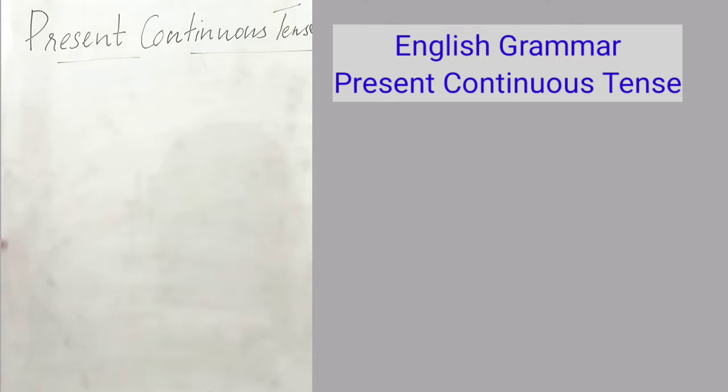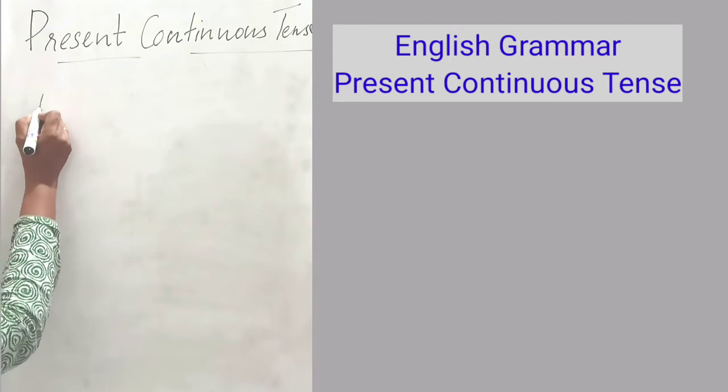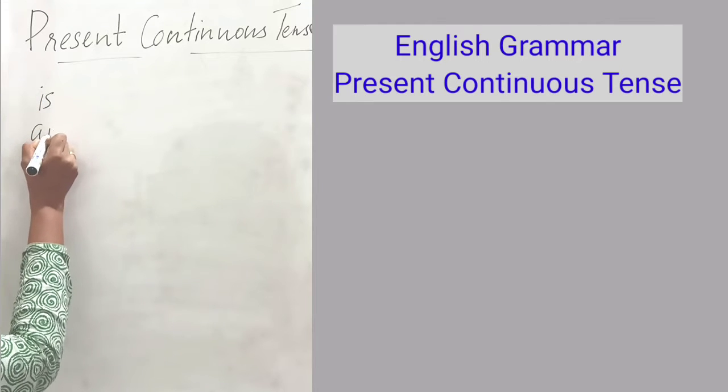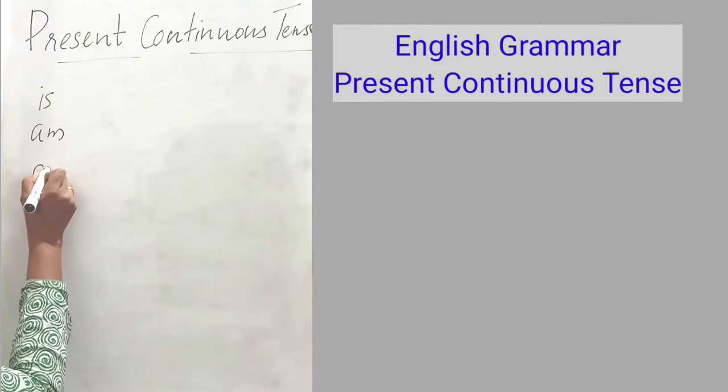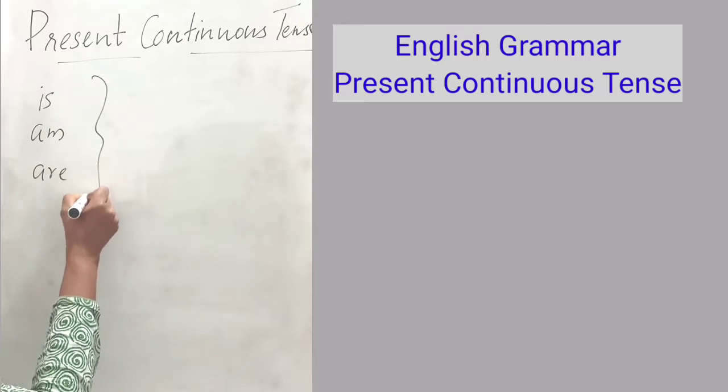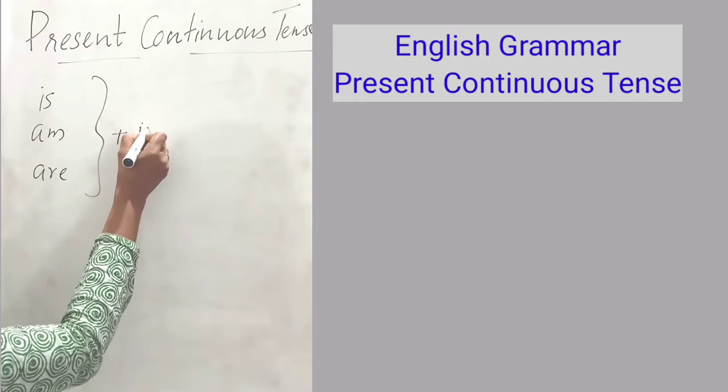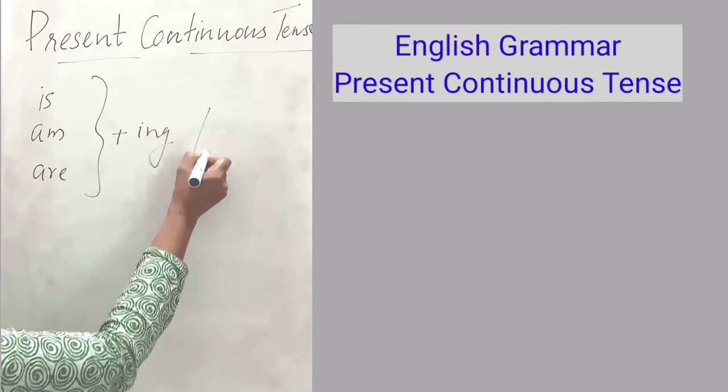Today we have present continuous tense. How to form a present continuous tense? Is, or are, plus ing form of the verb.